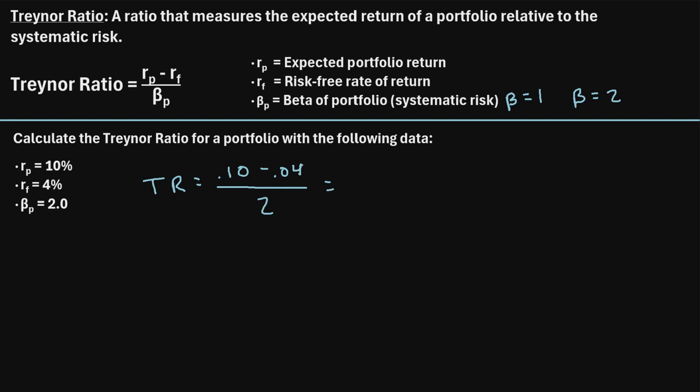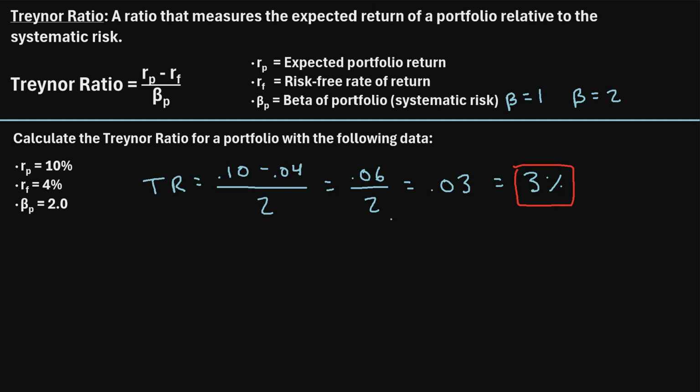So we get 0.10 minus 0.04, that's 0.06, divided by 2. That turns out to be 0.03. Or as a percentage, we just move the decimal point twice to the right, and that would be 3%. So our Treynor ratio for this portfolio is 3%. Now we can think of that as we're expecting to get 3% returns beyond the risk-free rate of return for each 1 unit of systematic risk.